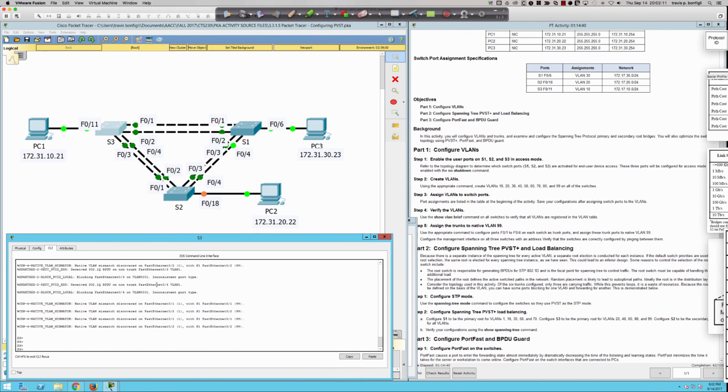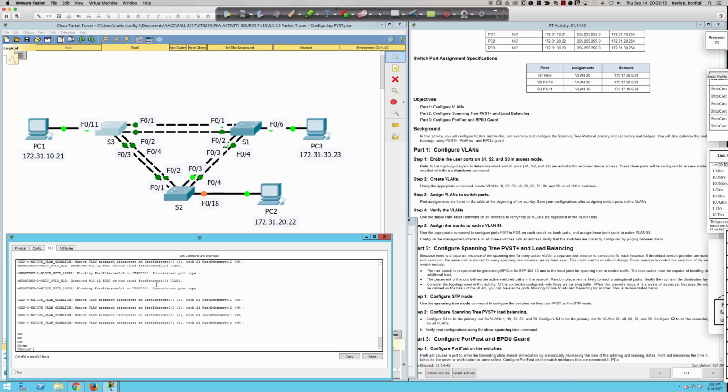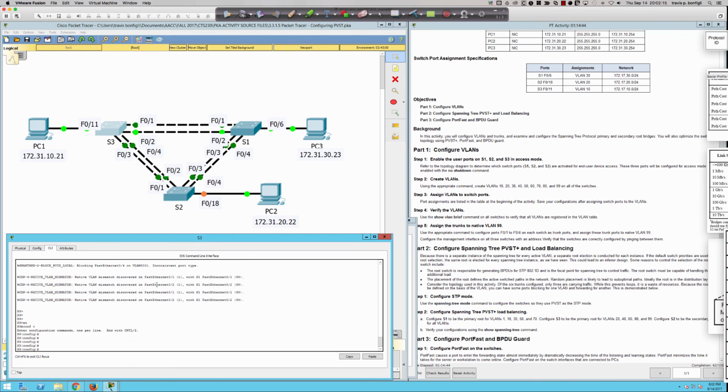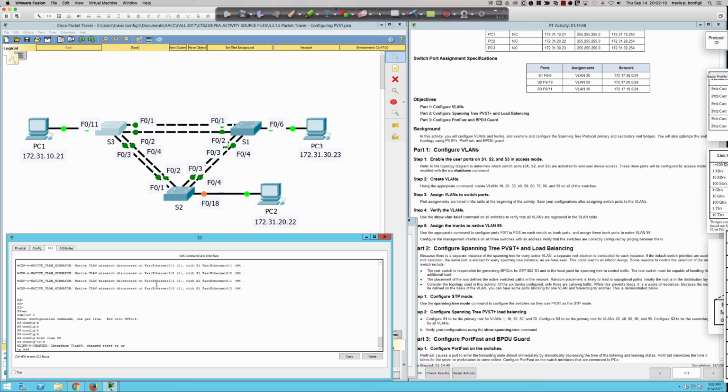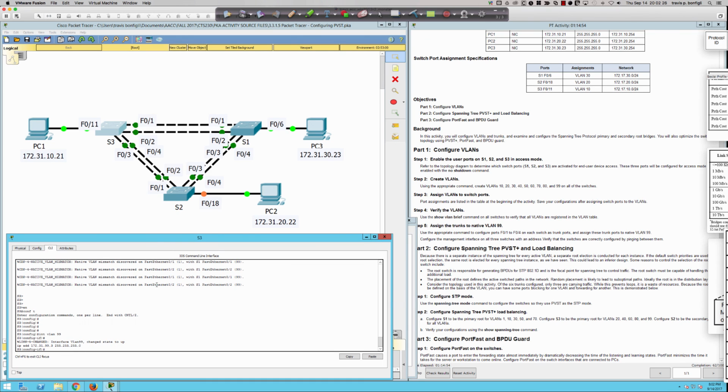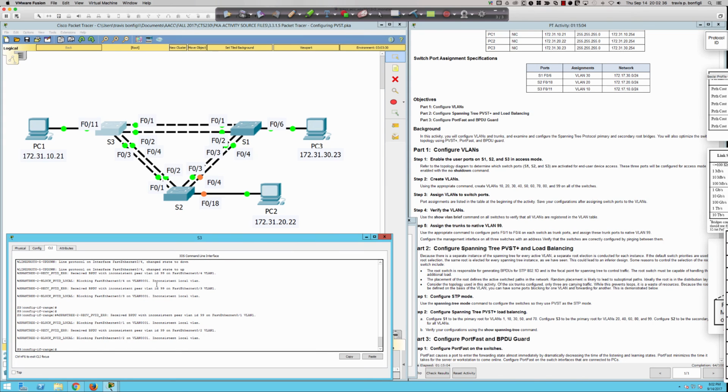and we'll go from user exec into privilege exec with the enable command, configure terminal into global config, interface VLAN 99, IP address 172.31.99.3. It's a /24, so dotted decimal 255.255.255.0. And then we're going to go into interface range, FastEthernet 0/1 through 4, switchport mode trunk, right? And take a look at that.